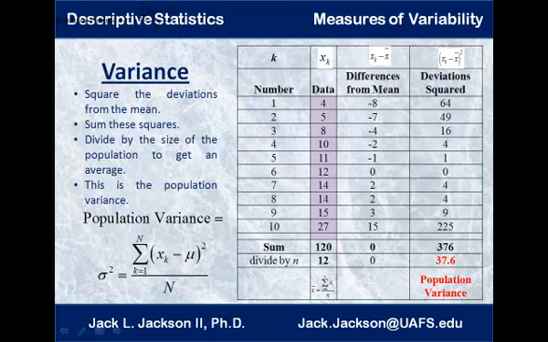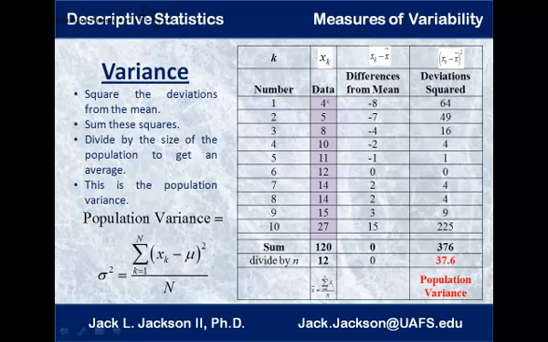But this time, instead of taking the absolute value to get the last column, I'm going to square them. So the first column is just a counting number, k. The second column is your data values, x sub k. So this is x1, x2, x3, x4, and so forth, down the table. We take the mean, x bar is 12. So add those up to get 120, divide by 10 to get 12 once again.